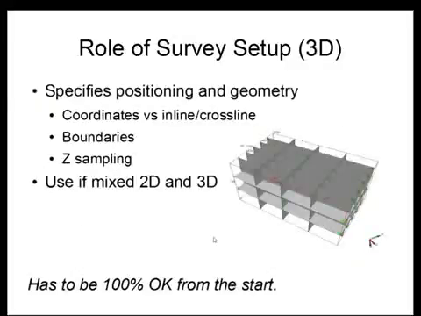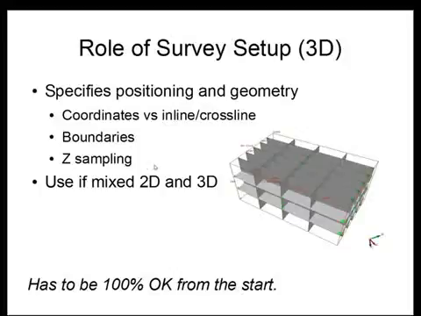Now in 3D, things are different. In 3D, the survey setup tells me what I can expect and what is the actual relation between inline, crossline, and coordinates, and everything is tied to that. So you have to have these coordinates versus crossline, inline. You have to have the boundaries right, because that's basically what you will see displayed. If you say, well, make a new inline, it will make it as big as your survey setup.